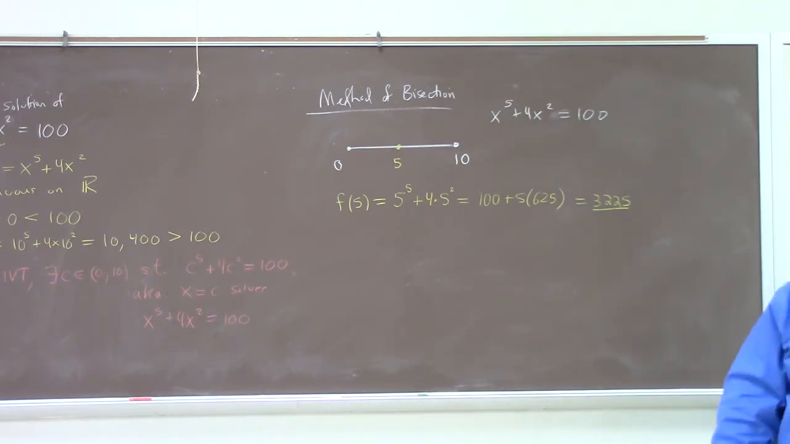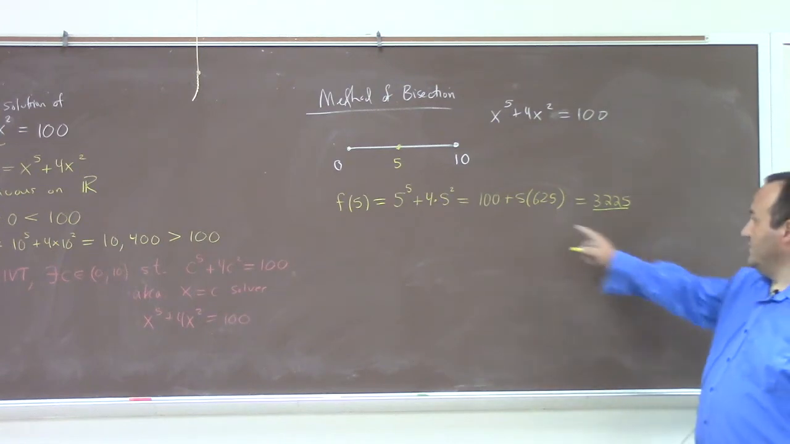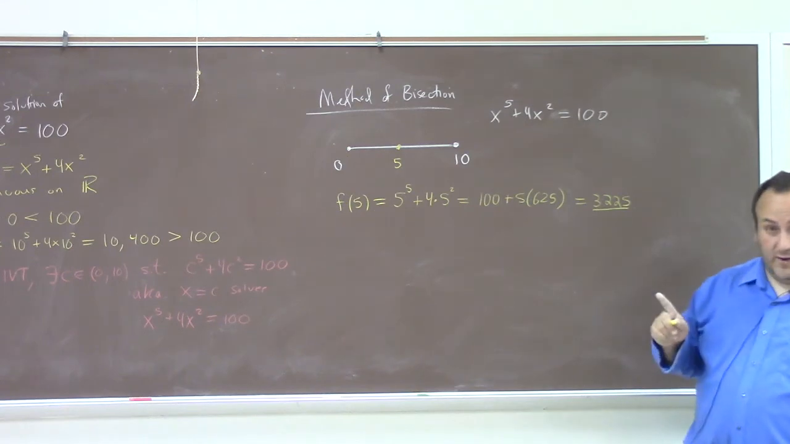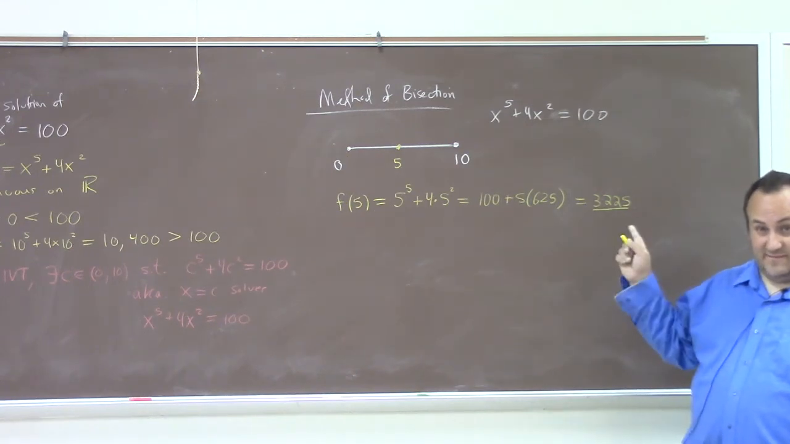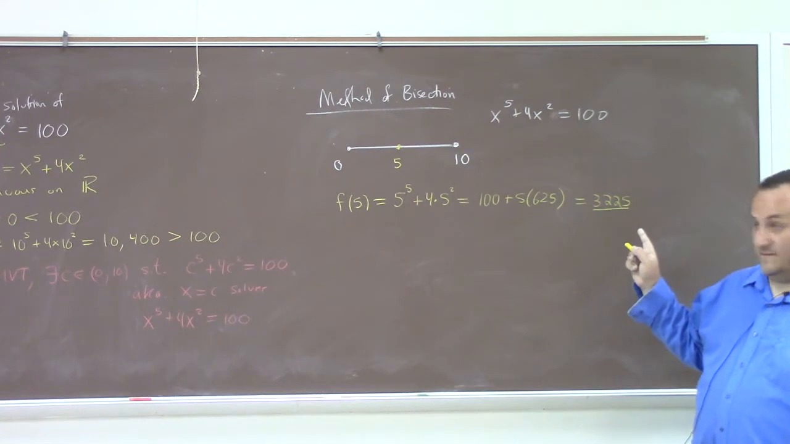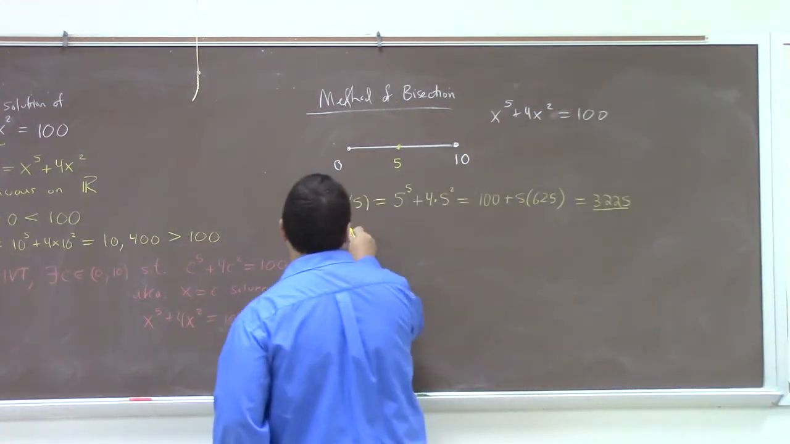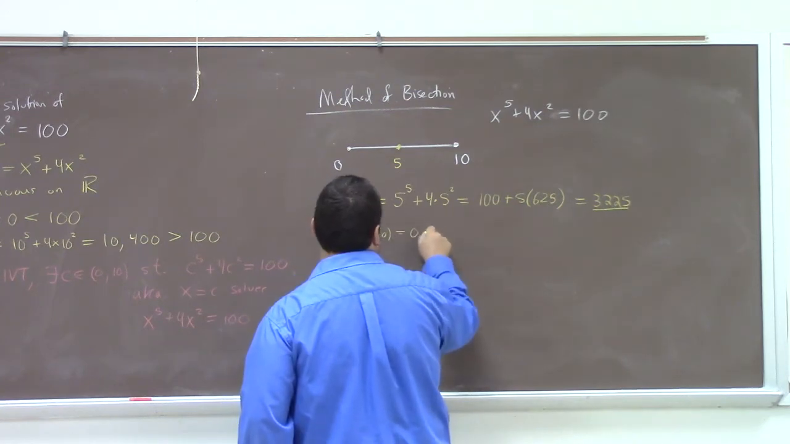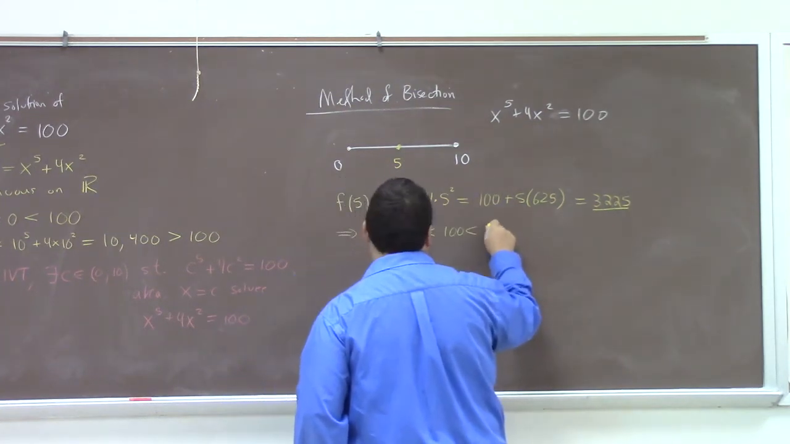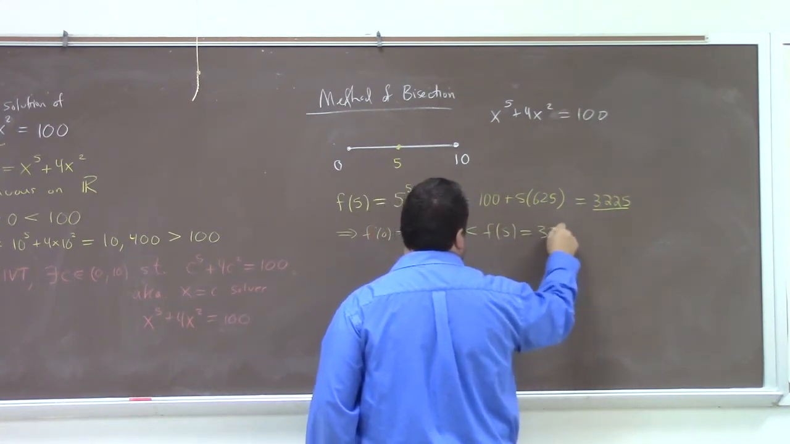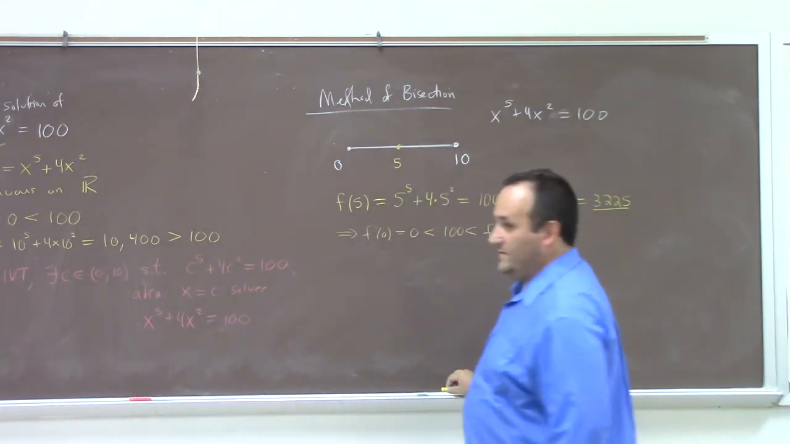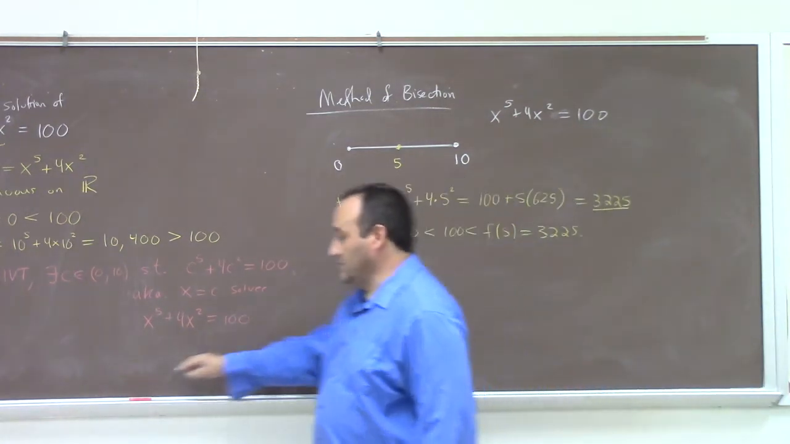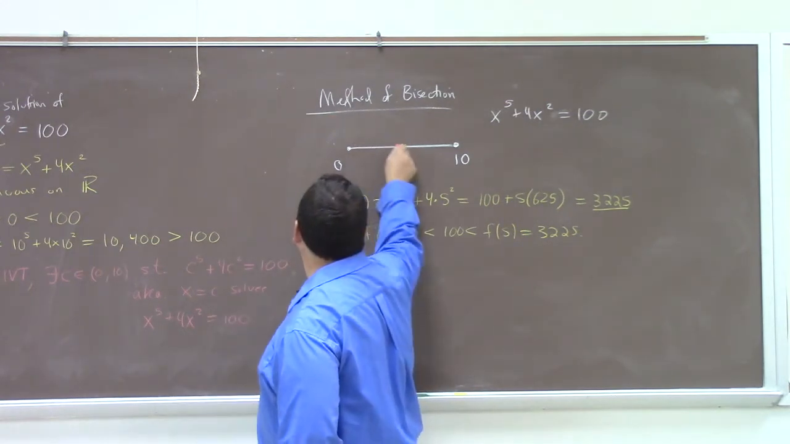So what is 3125 plus 100? So, yeah. So where is the solution? Which half? So this implies, see, f of 0 is equal to 0, is less than 100, is less than f of 5, which is 3225. So that means we have narrowed the scope. That means that the solution has got to be up in here somewhere.